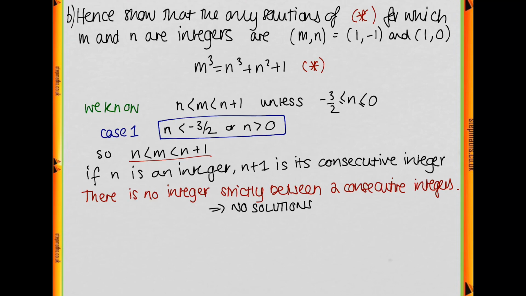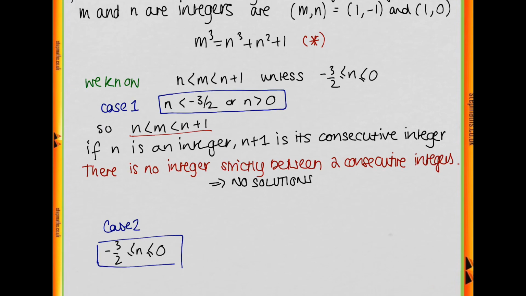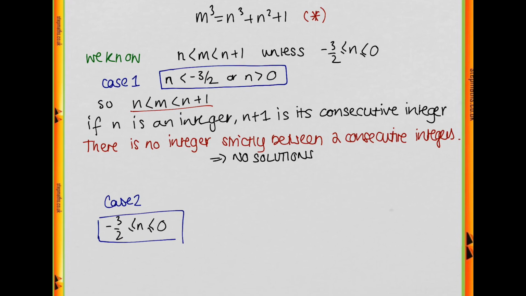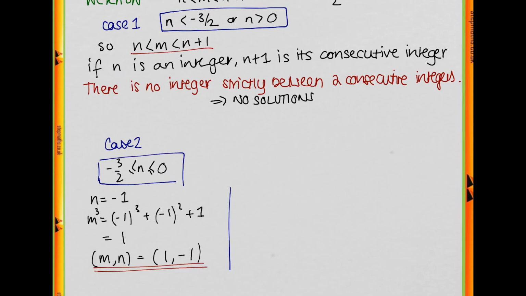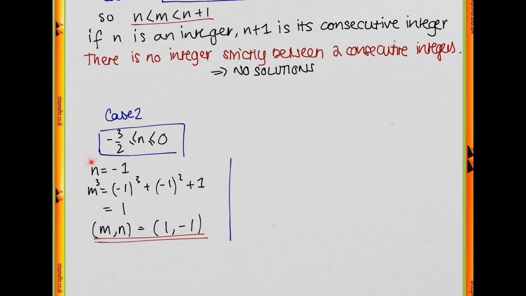So now we are forced to look into case 2 to try and find some solutions. So case 2 says that n is between these two values. So n must have an integer value, so it must be either minus 1 or 0. So let's look at both the cases at once. N is minus 1, so we get m cubed is 1. And this means that since we can just take the cube root of 1 as 1, we can say that m and n are 1 and minus 1 respectively. And now let's have a look at n is 0.